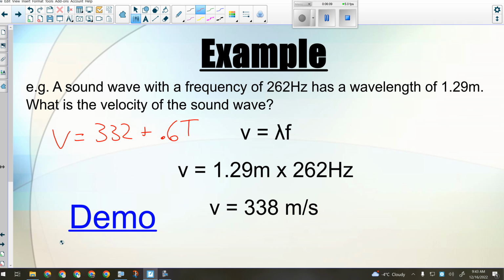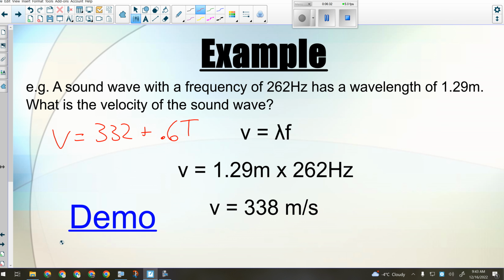If you're ever given a question about sound and it tells you the temperature of the air, it's giving you the temperature so you can calculate the speed of sound. This is the formula you would use to do that. It is on your formula sheet: 332 plus 0.6 T. That temperature needs to be in degrees Celsius. If it's in Kelvin, this formula doesn't work.